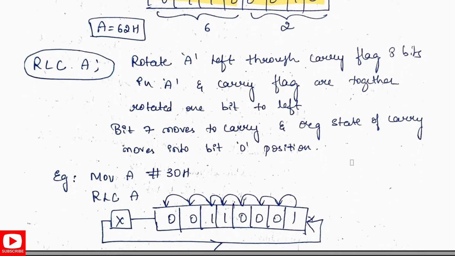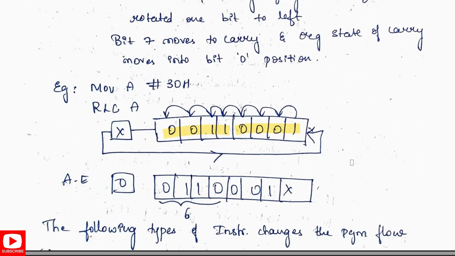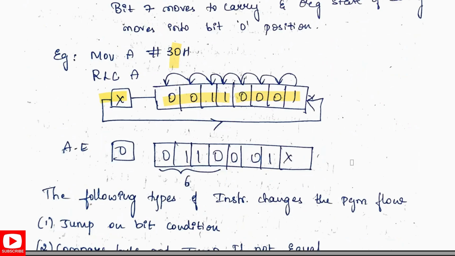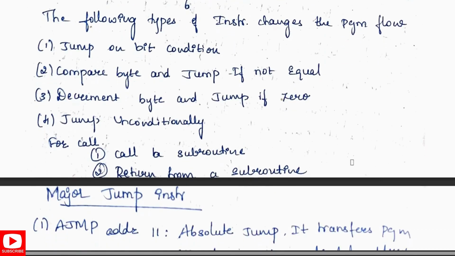RLC A, here rotate A left through the carry flag. So the 8 bits in A and the carry flag are together rotated 1 bit to the left. So bit 7 moves to the carry and the original state of the carry moves into the bit 0 position. For example, this is my 31H. Then this X moves here. Sorry, I have written here 30. It is 31. So again it gets shifted. This X will go to the first one and finally you get 6 here.